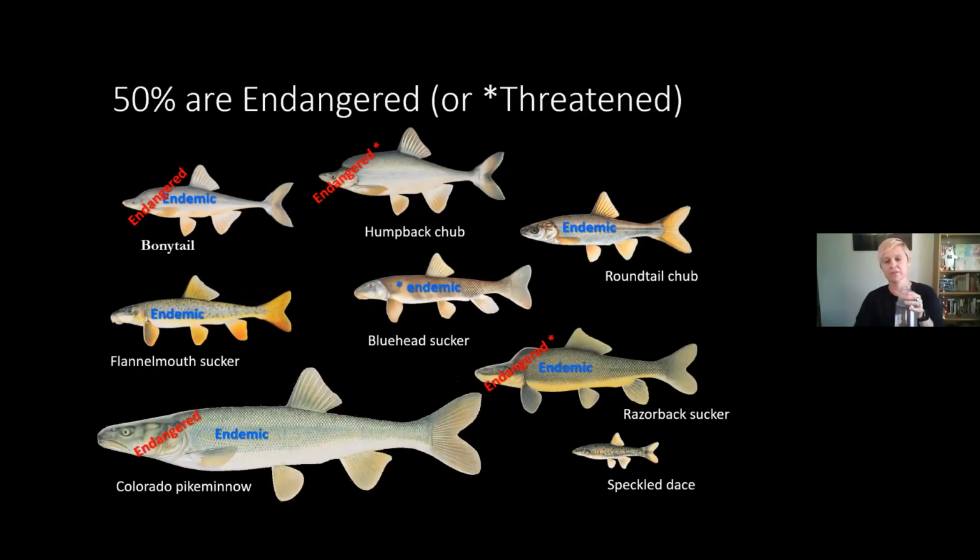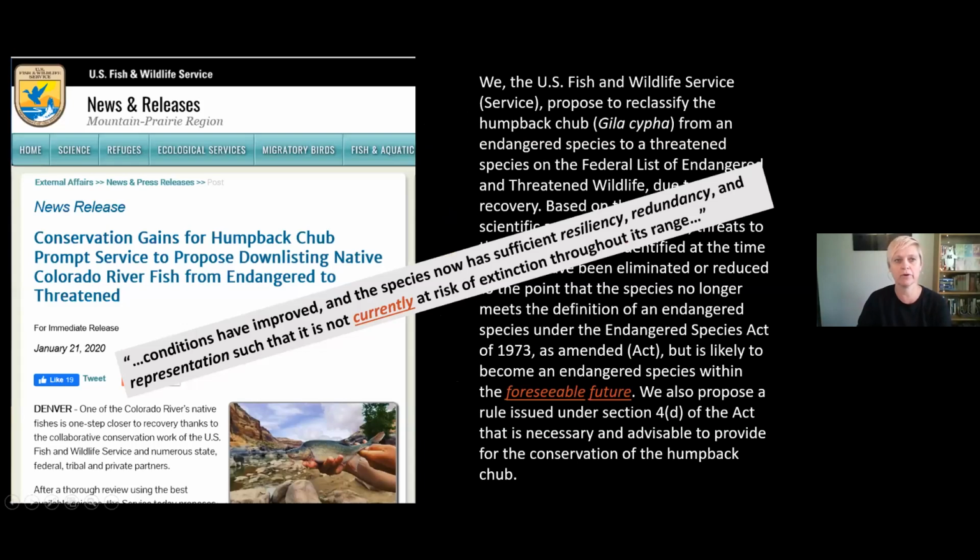50% of those fish are also endangered. So the humpback chub, bonytail, razorback sucker, and the Colorado pikeminnow. Again, you're going to see some stars here because recently the humpback chub and the razorback sucker have been proposed by the Fish and Wildlife Service to be downlisted from endangered to threatened.